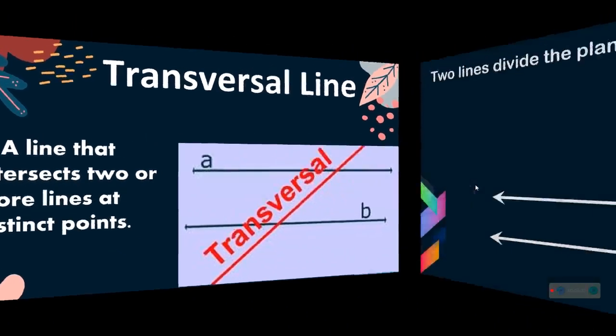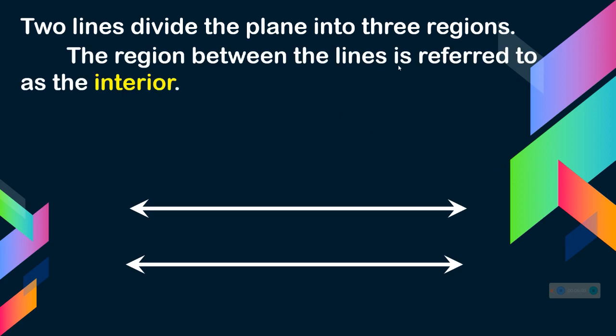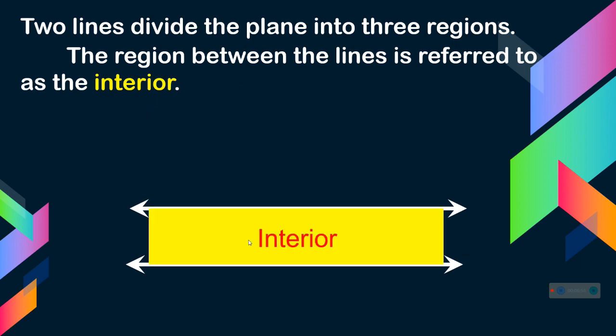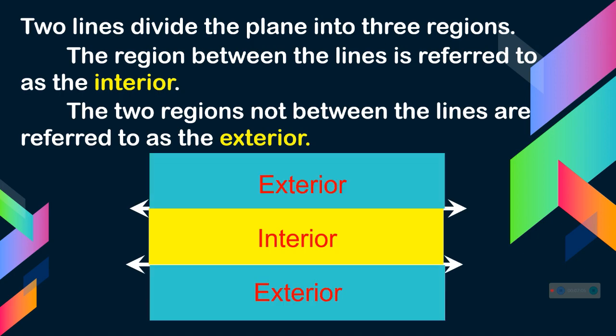So, when we say two lines divide the plane into three regions, as you have seen on your notebook, why do we have three regions? The region between the lines is referred to as the interior. So, this part is what we call the interior region. And then, the two regions not between the lines are referred to as the exterior. So, these are outside the line. Again, we have the interior inside and the exterior outside the two lines.